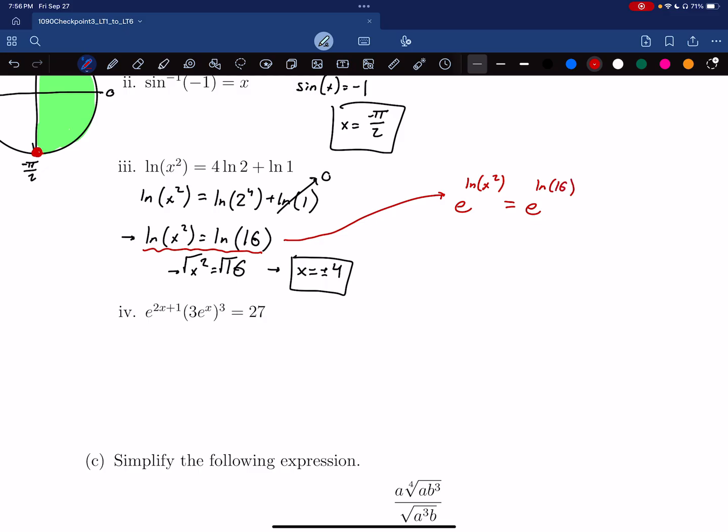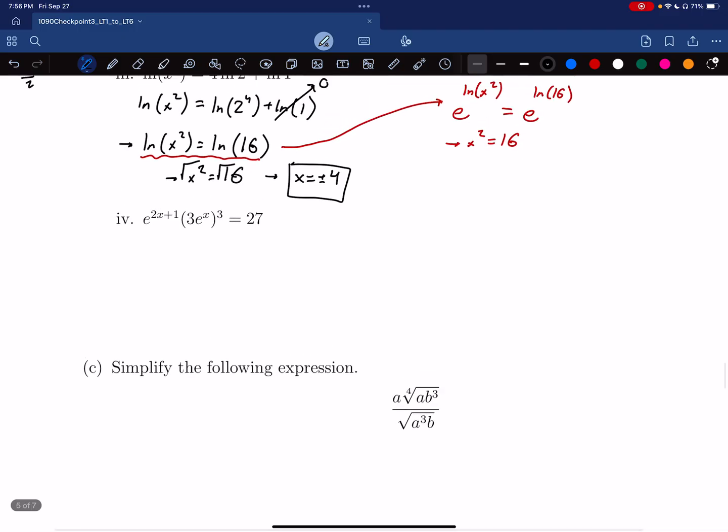And then from here, with our rules where e to the ln of something is just equal to that something, we could say x squared is equal to 16. But that's just a little bit of a mathematical notation thing. As you could see earlier, it's pretty clear that x squared will be equal to 16 since both sides are natural logarithm. But that's just a little note.